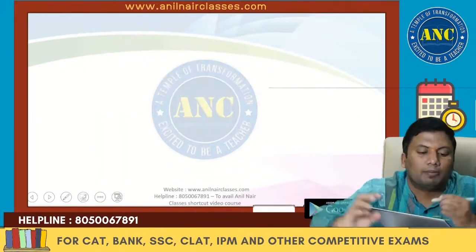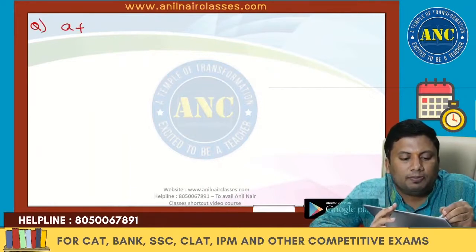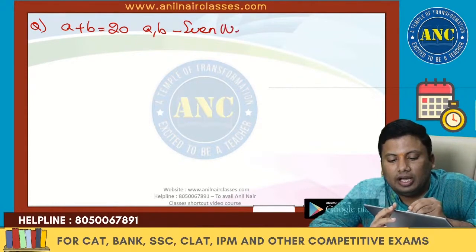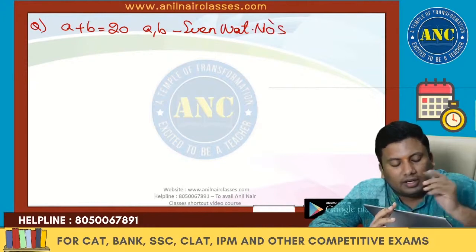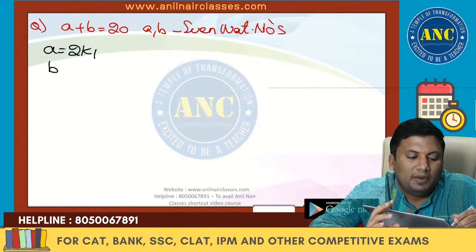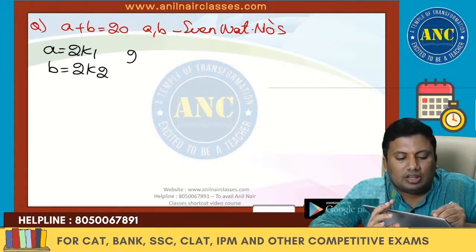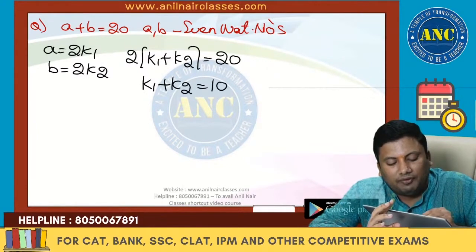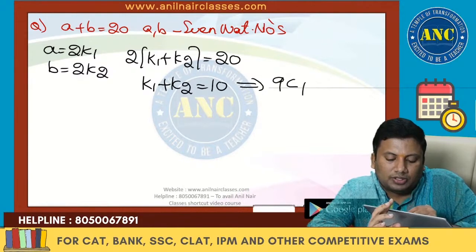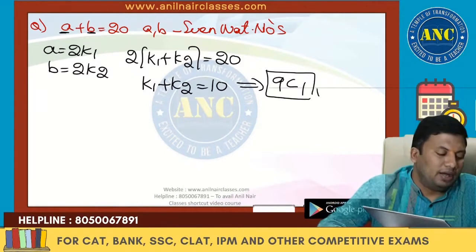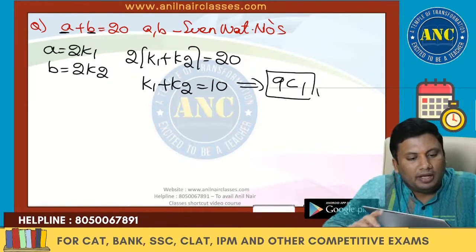Now let us solve some more problems. A plus B is equal to 20, and A and B are even natural numbers. If A and B are even natural numbers, A is nothing but 2K1 and B is nothing but 2K2. So 2 into K1 plus K2 is nothing but 20, so K1 plus K2 is nothing but 10. If 10 balls are there, there are 9 gaps. So the answer is nothing but 9C1. Before that, A and B were natural numbers; now A and B are even numbers.